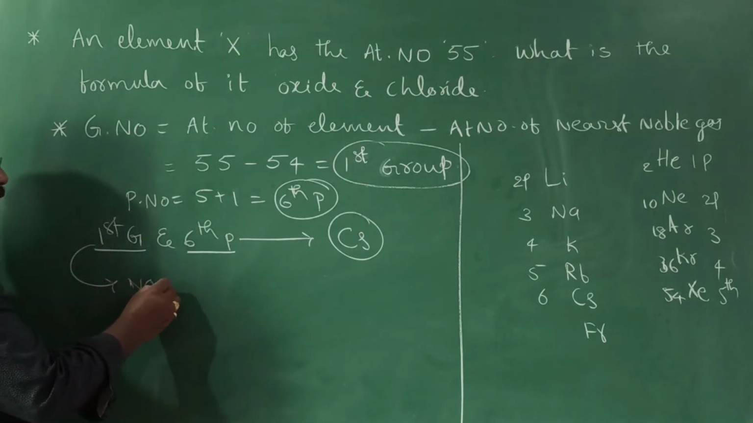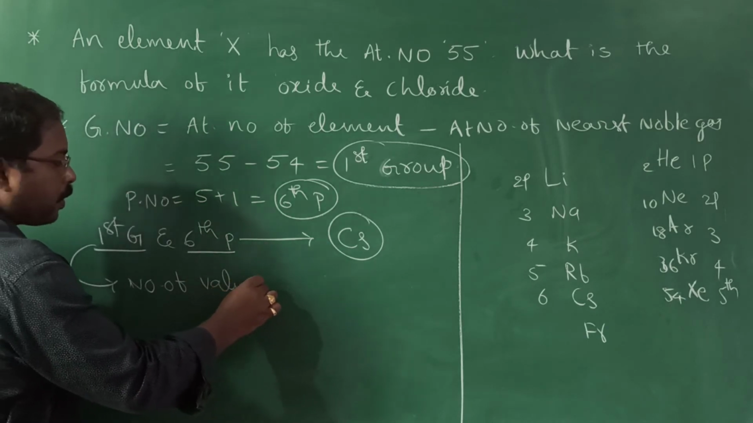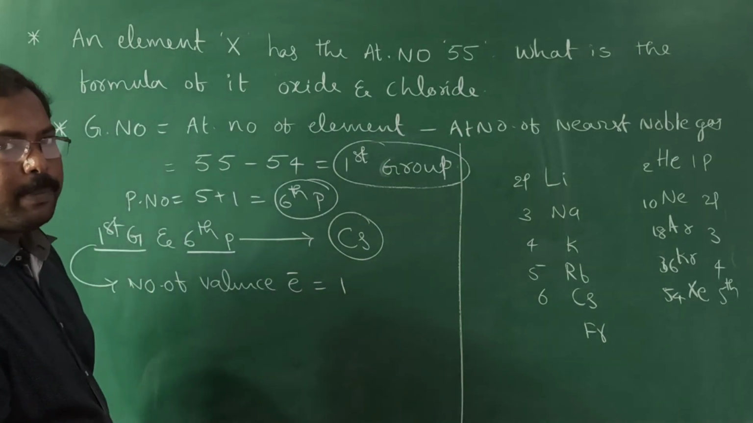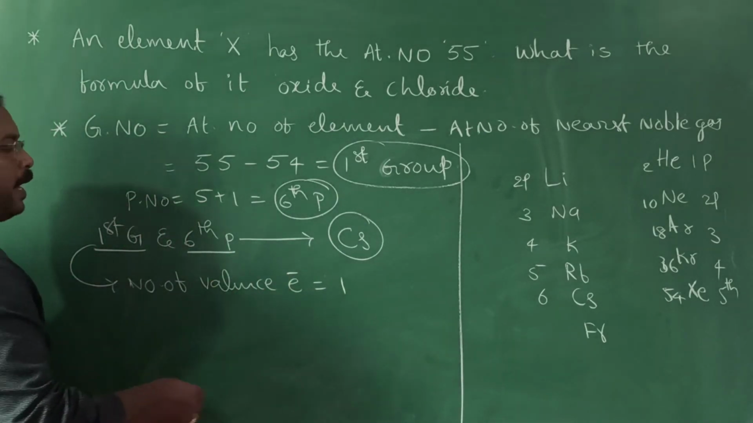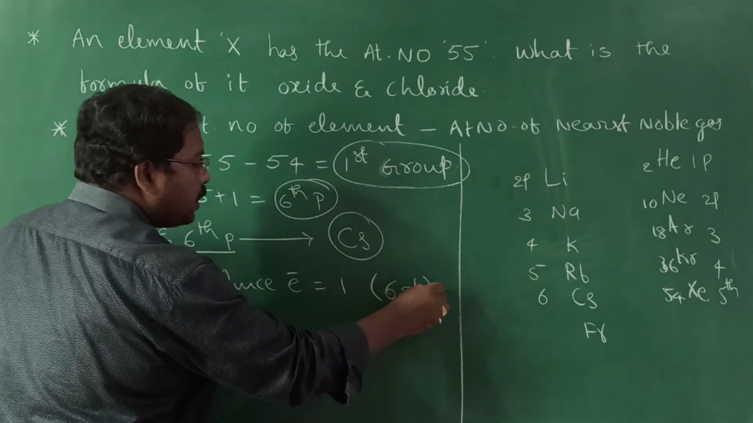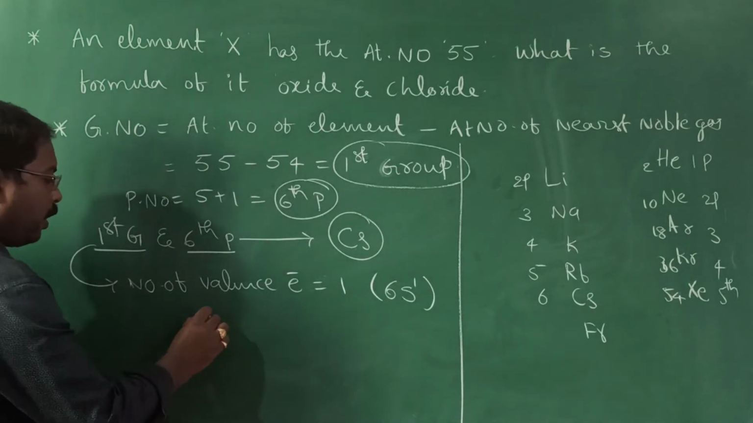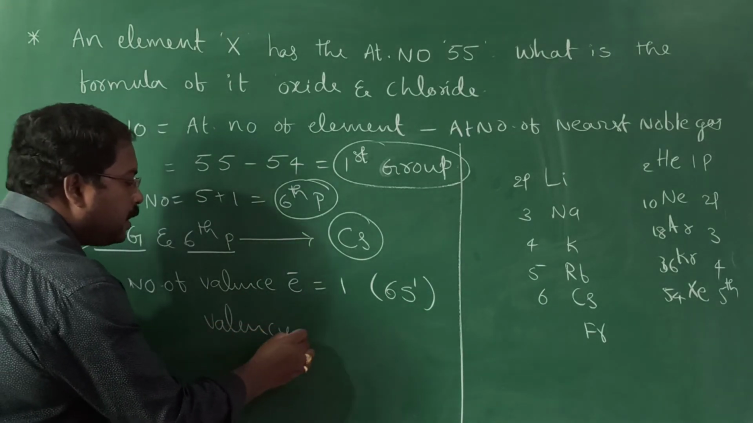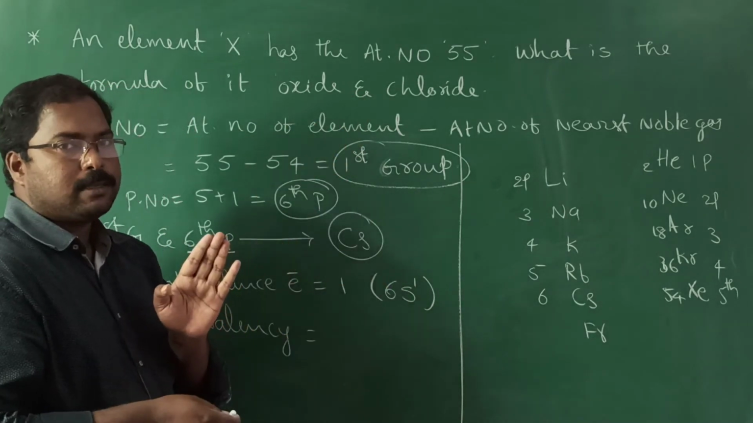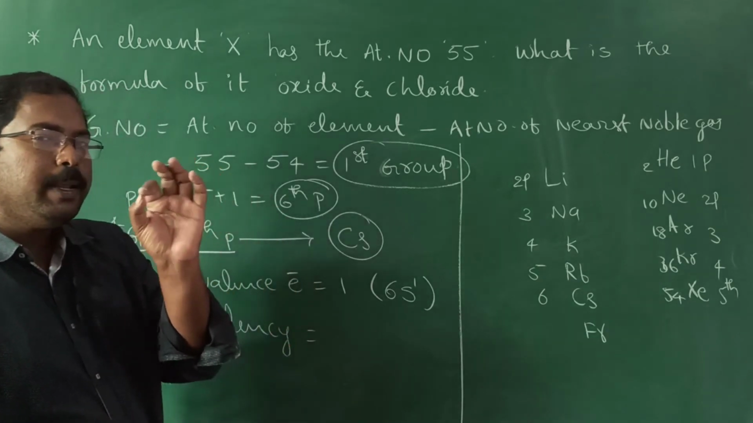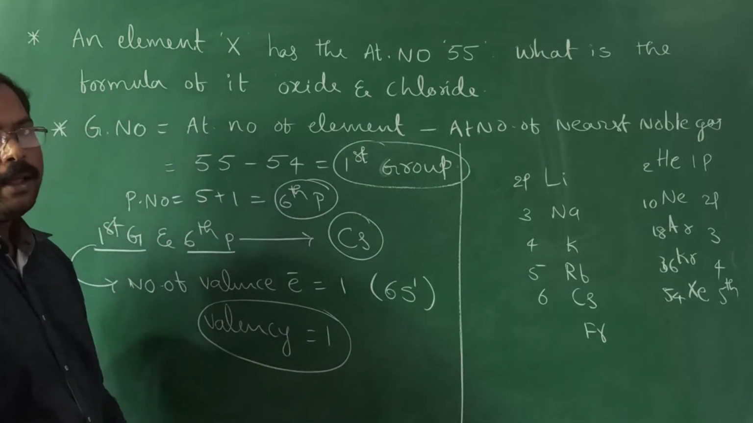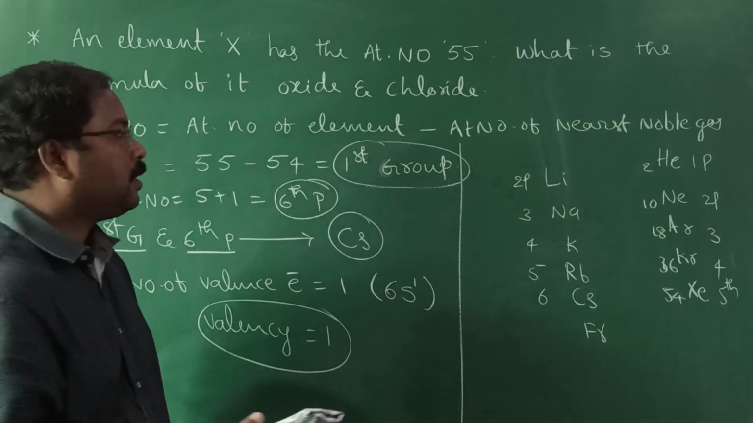So number of valence electrons, how many? Number of valence electrons is 1, because group number equals the number of valence electrons. So only one valence electron. It belongs to which period? Sixth period. So electronic configuration, what? 6s1. Okay. What is the valency of first group elements? Recently we discussed the oxidation states of each and every group. So first group elements show only plus 1 oxidation state and its valency is only 1. Okay. Now let us come to the question.